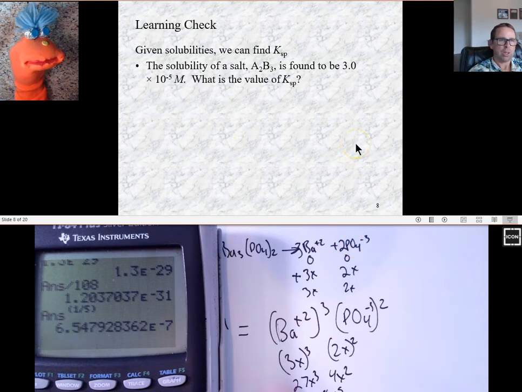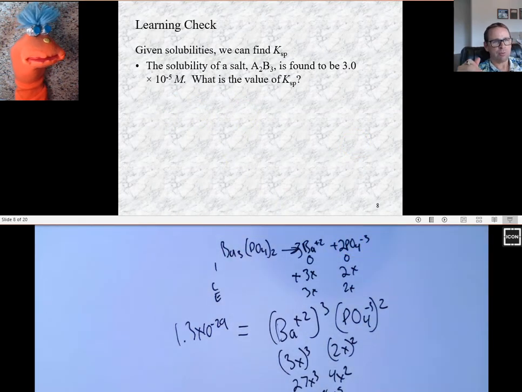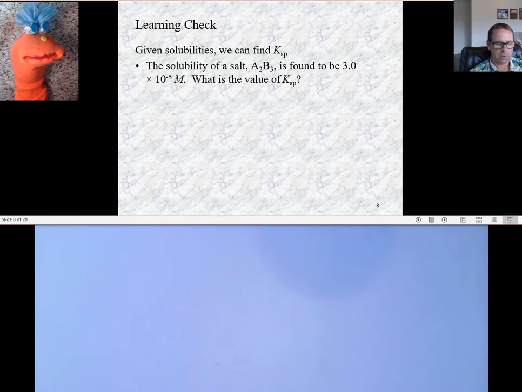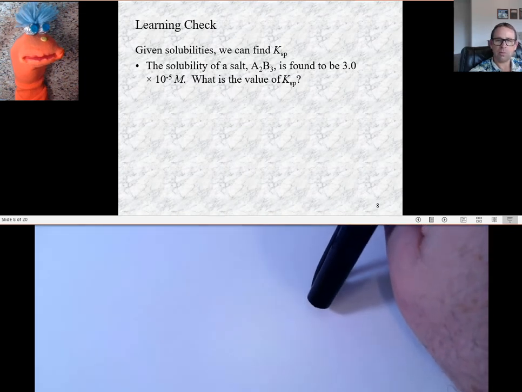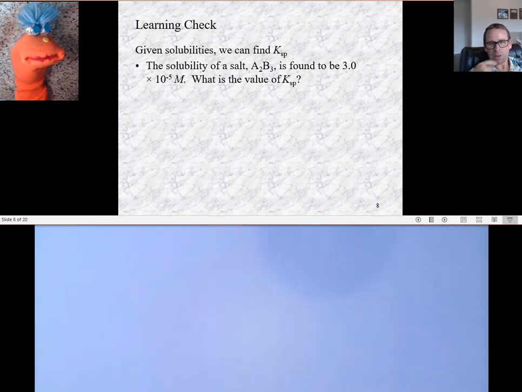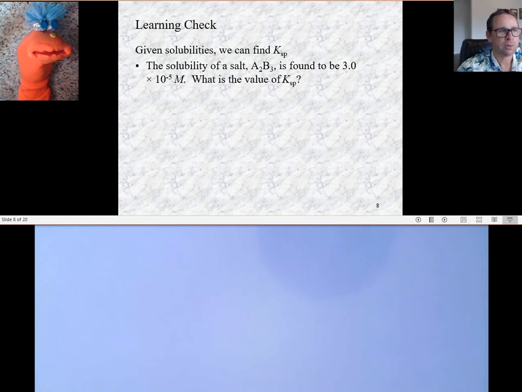Okay, good. All right, here's another opportunity for you then. And that's the solubility of the salt, and we're going to try to find out what the KSP is. Take a second, see if you can figure this out without help. You have any ideas, Fred? Oh, I think I got it.